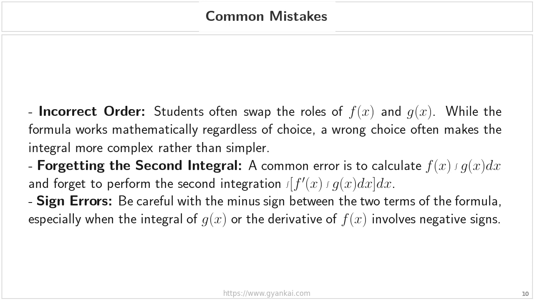Finally, let's talk about sign errors. The integration by parts formula has a minus sign in front of the second integral. It's easy to miss this, or to get the sign wrong, especially if either the integral of g of x or the derivative of f of x involves negative values. Pay very close attention to the signs throughout your calculation. A simple sign error can completely throw off your answer.